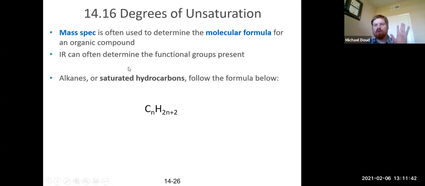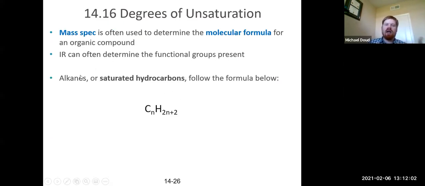So, in order to analyze the formula, in order to figure out what kind of functional groups we could have, what we want to do is estimate the degree of unsaturation. Now, I know I talked about this with my students last semester in my organic chemistry class, but not all of you were there. So let's go ahead and briefly talk about it.